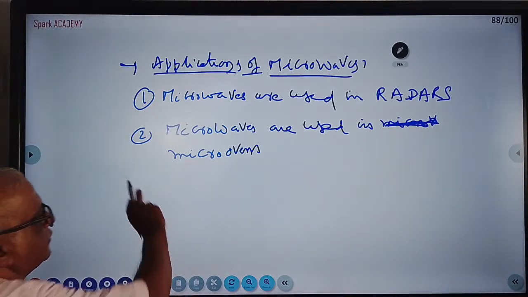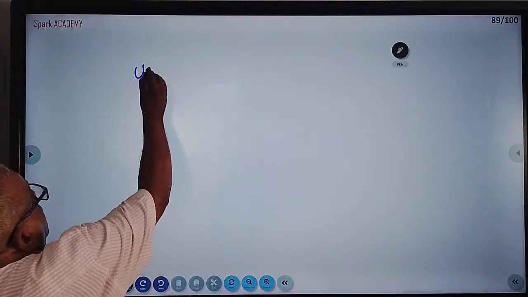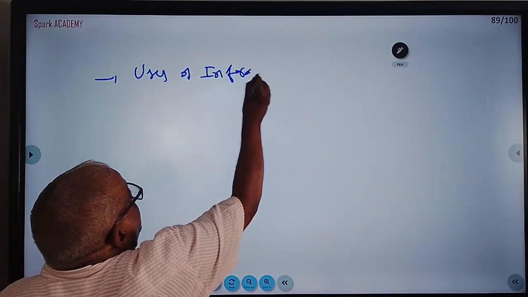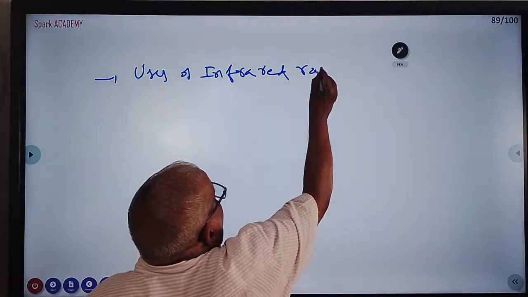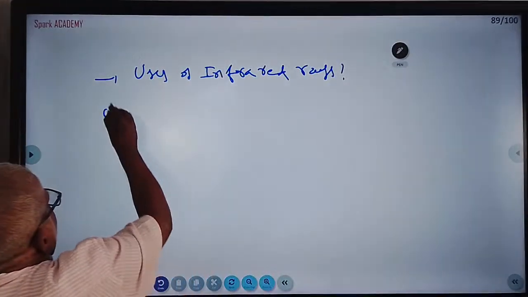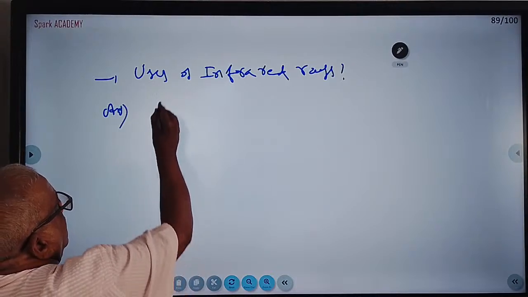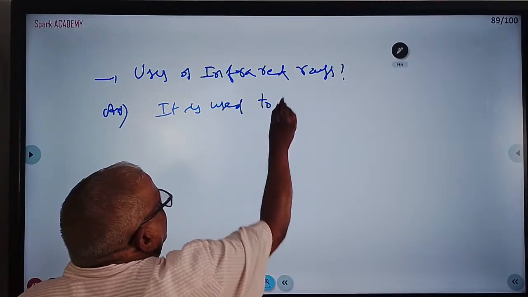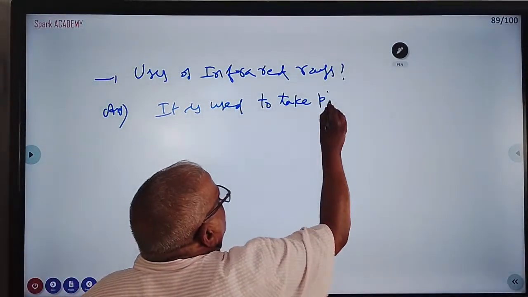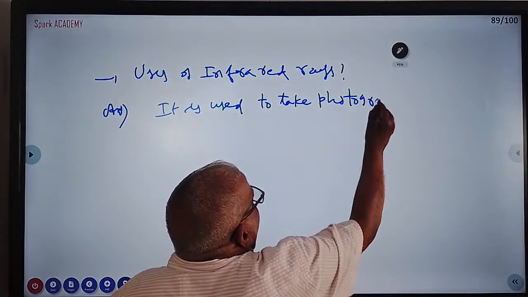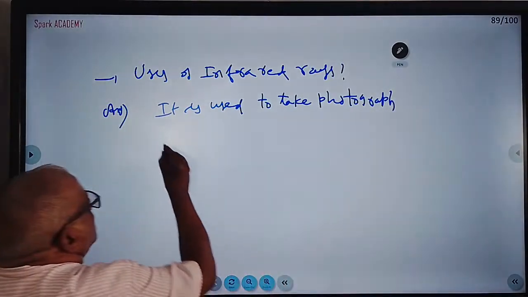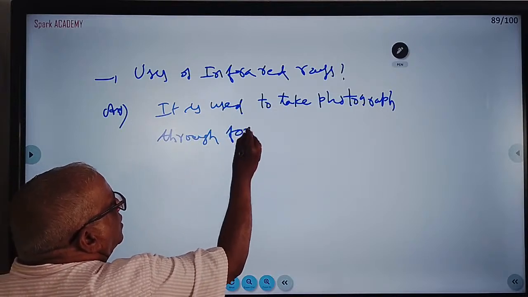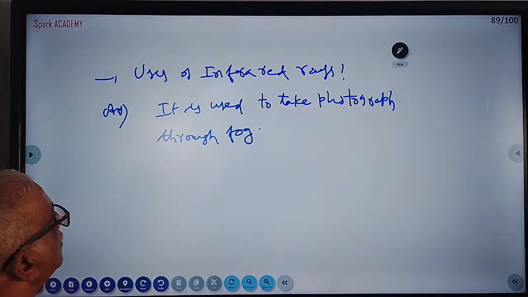Uses of infrared rays. What are the uses of infrared rays? Infrared rays are used to take photography through fog and mist. Through fog, it is used to take photographs.